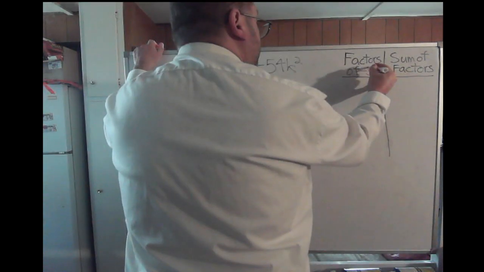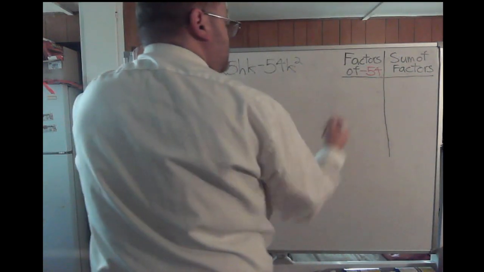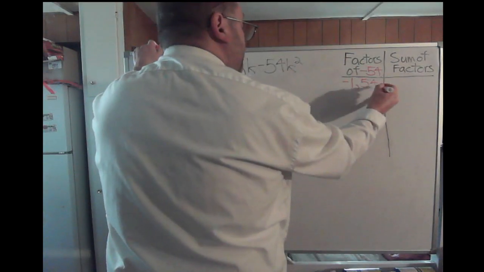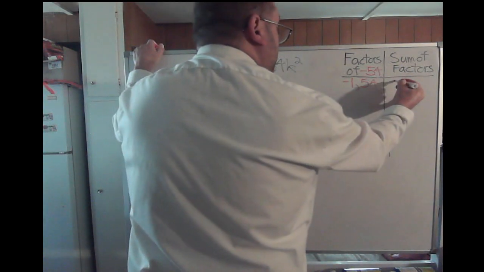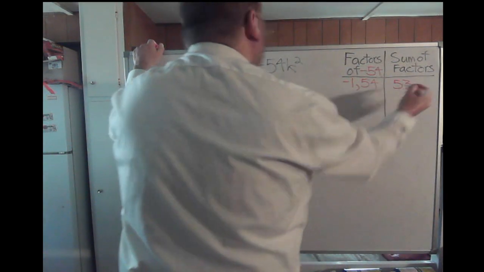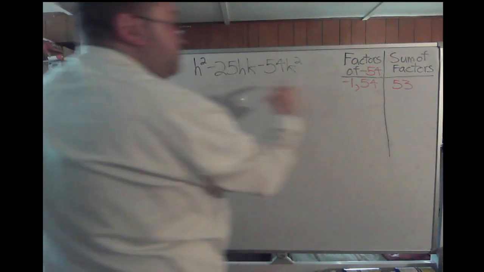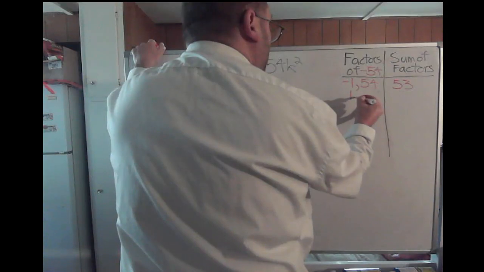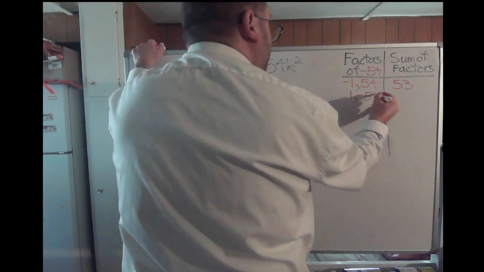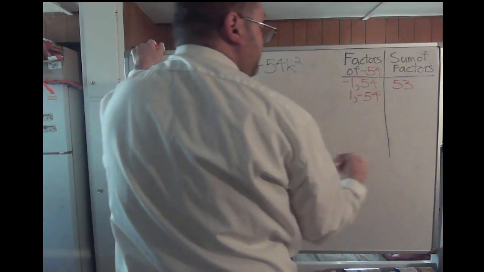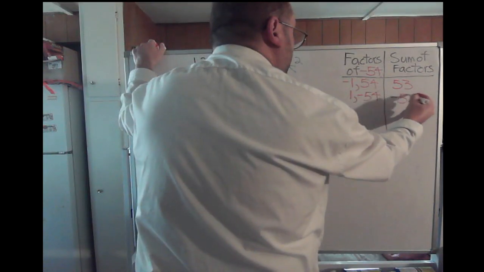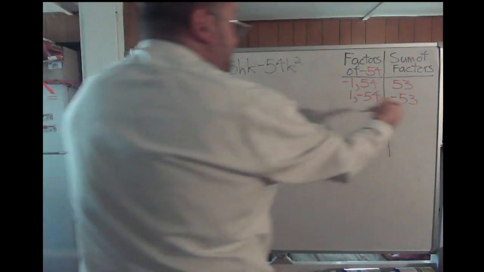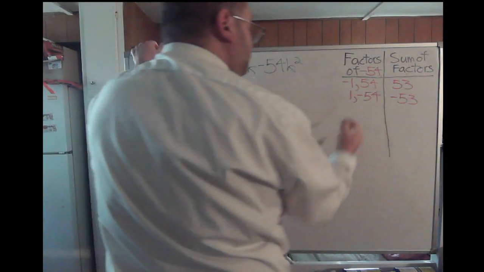We have negative 54. So we start with negative 1 and positive 54. Add those two together, you would get positive 53. Your middle coefficient should be negative 25, not positive 53. That doesn't work. So how about 1 and negative 54? Well, 1 minus 54, that's negative 53. Your middle coefficient should be negative 25, not negative 53.